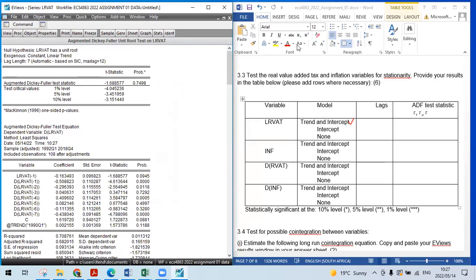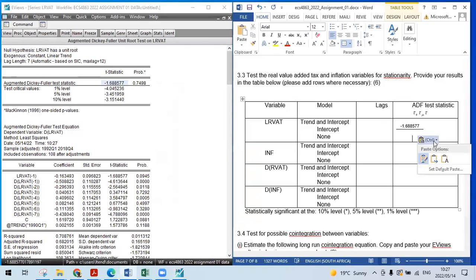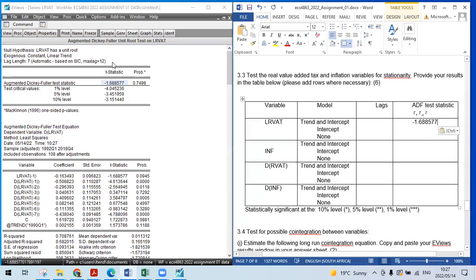Okay, so I come here, this is my ADF, I copy it and paste my ADF here. What is the lag length? I'm seeing it is 7 there. If I'm too fast, tell me. The lag length is 7 here, so I have to put the lags as 7 here. Now, is it stationary or not?